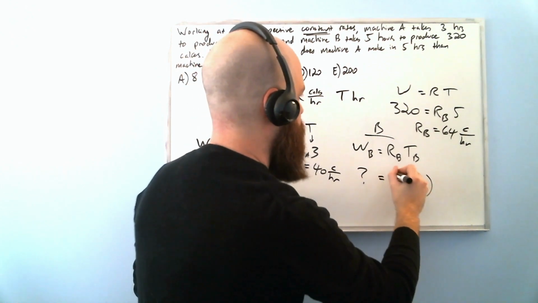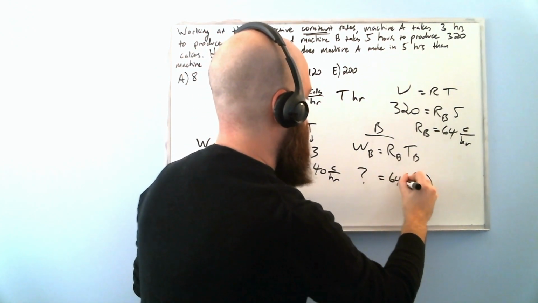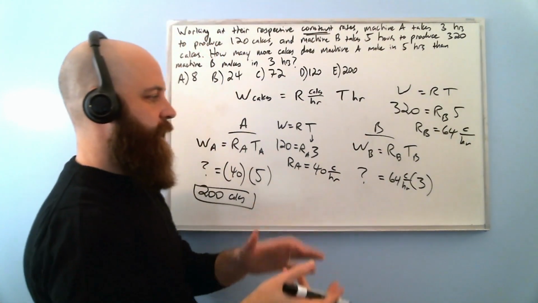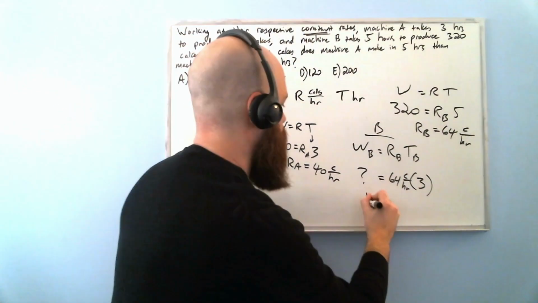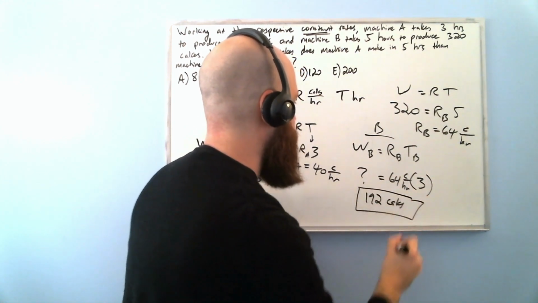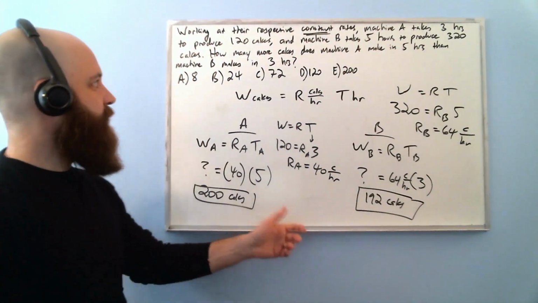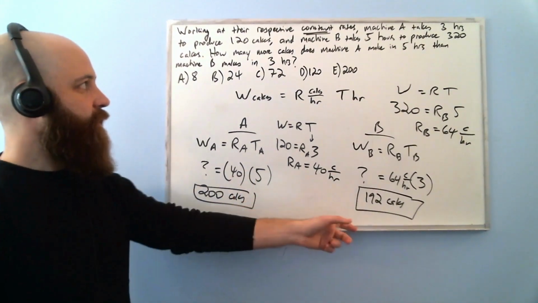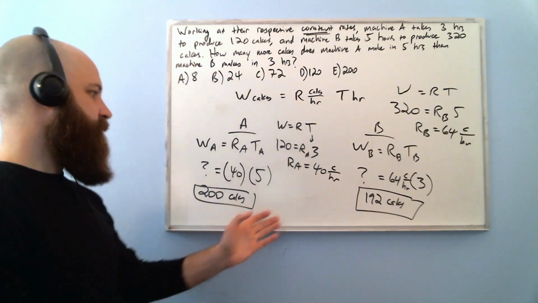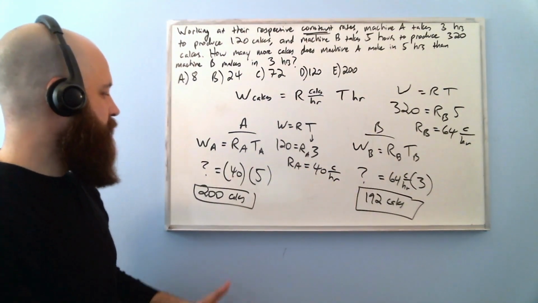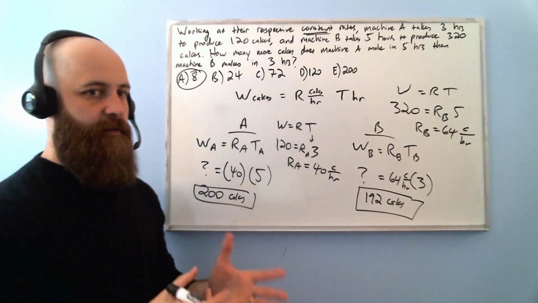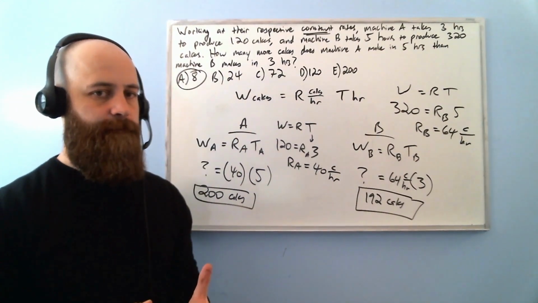Great. I can plug that in. 64 cakes per hour, times 3 hours. So that's 180 plus 12, so that's 192 cakes. Now I'm asked, machine A makes how many more cakes in this amount of time? Well, machine A made 200, machine B made 192, so A makes 8 more cakes than machine B. So that leads us to the correct answer of A for this one.